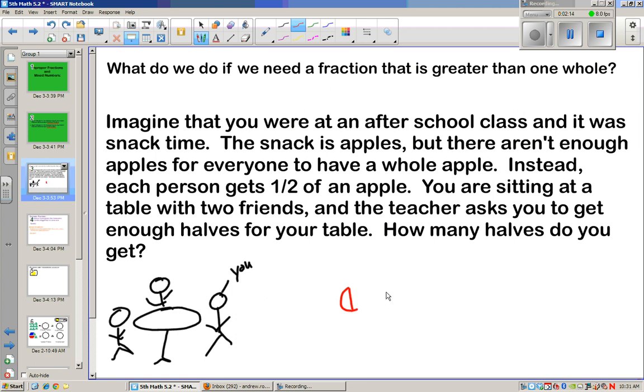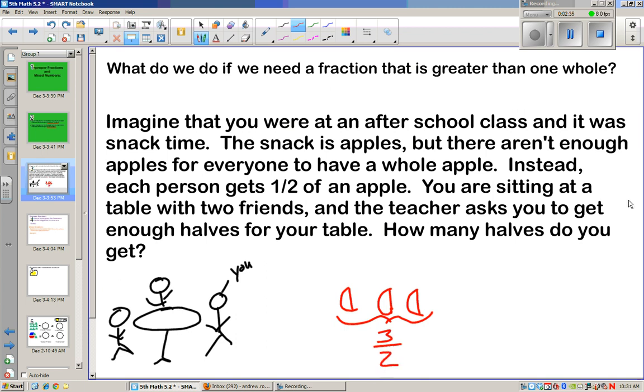one half, two halves, three halves. So each of these is a half of an apple. It's not a whole apple. So you would call this, as a fraction, you would call this 3 halves.